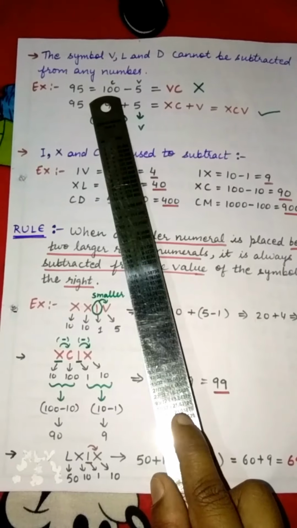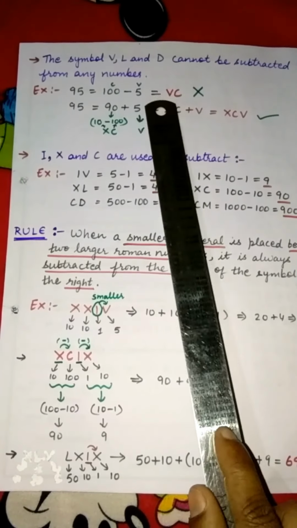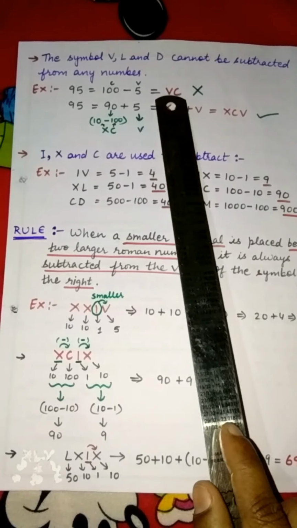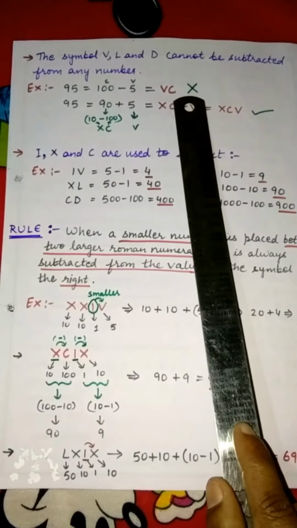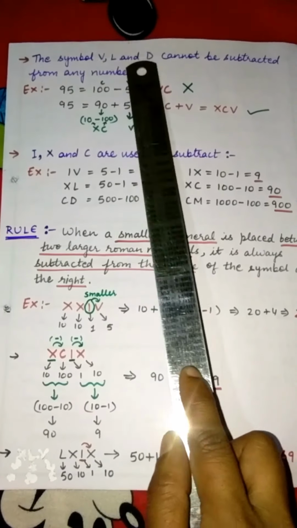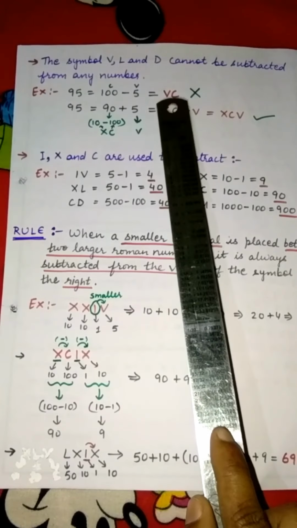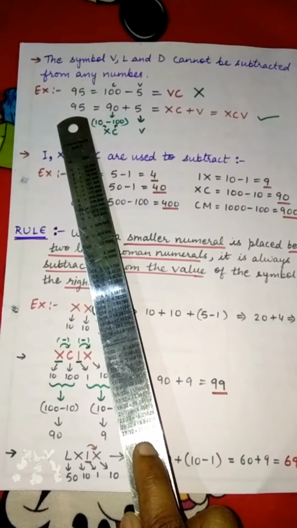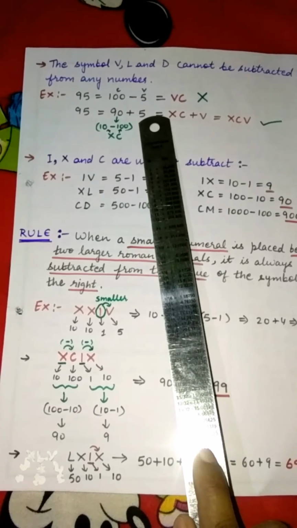So the symbol of 100 is C and the symbol of 5 is V. So you will write VC, because V is written before C, that means 100 minus 5. But this is wrong, because this rule says that V, L, D cannot be subtracted. You cannot subtract V, L or D. So to write 95, first we will write 90, then we will add 5.